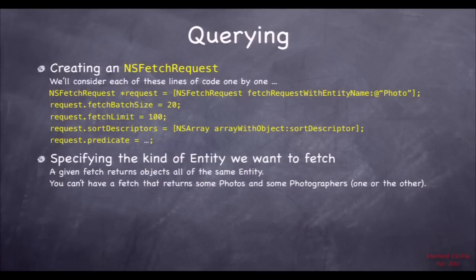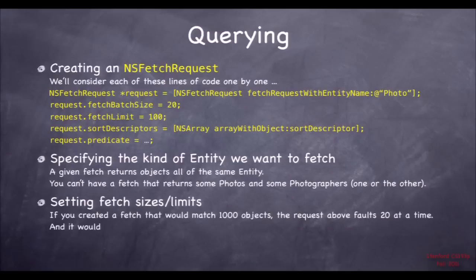The first thing is specifying the kind of entity. One thing that sometimes messes people up is that when you do a fetch in Core Data, that fetch only returns one kind of entity. You can't do a fetch that returns some photos and some photographers. No. Every fetch either returns all photographers or all photos. Or in the database sense, you can only fetch from one table. You can only get the items out of one table at a time. So you've got to specify what that table is, which entities you're trying to get.